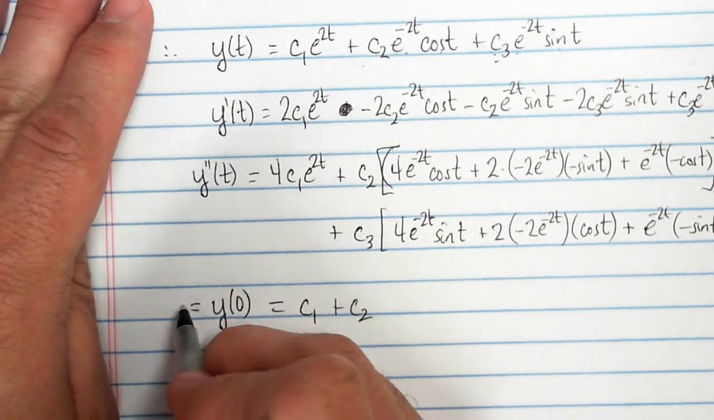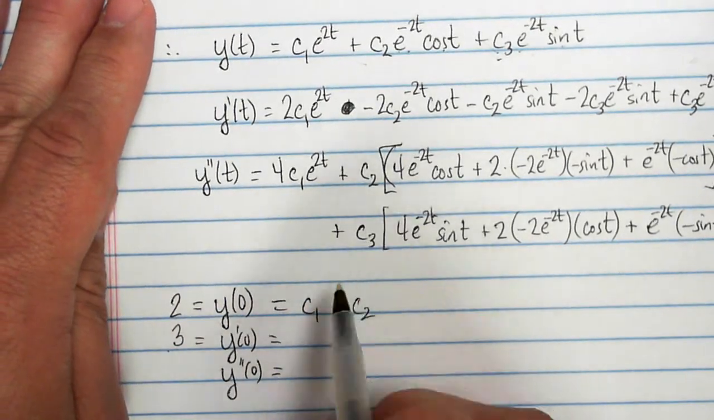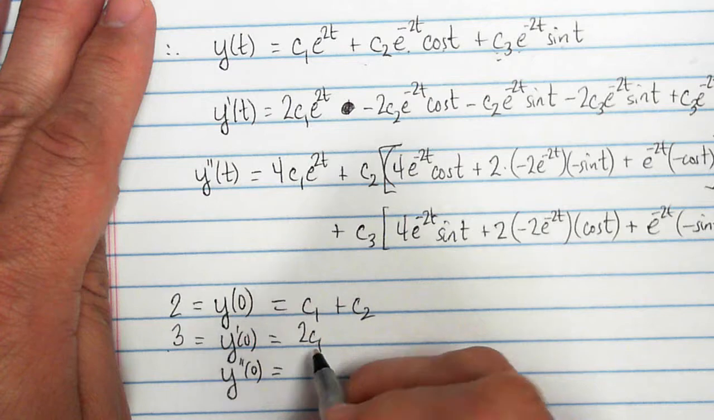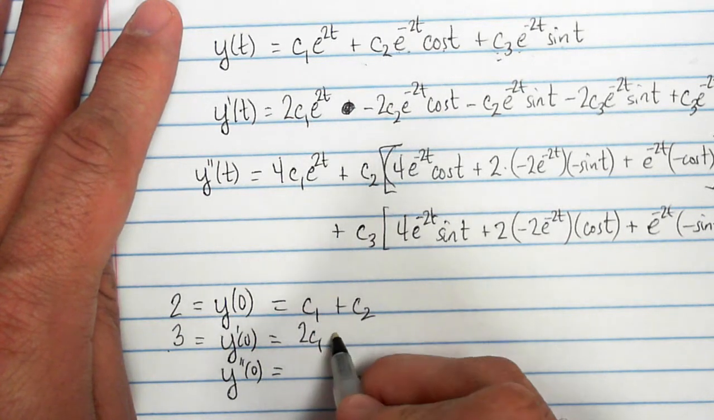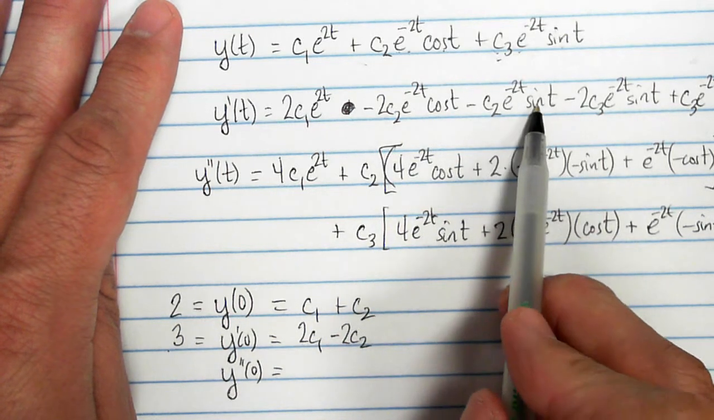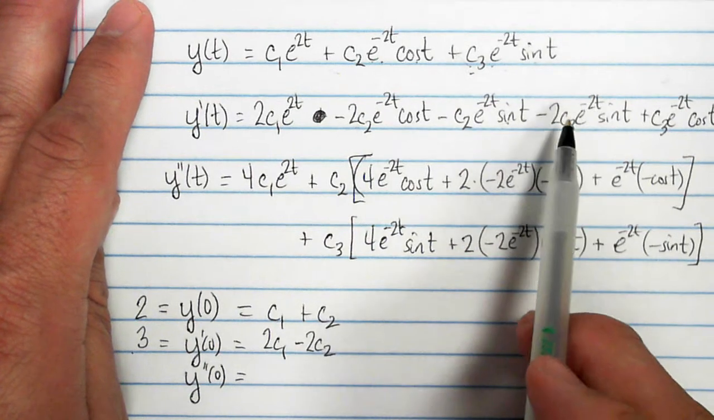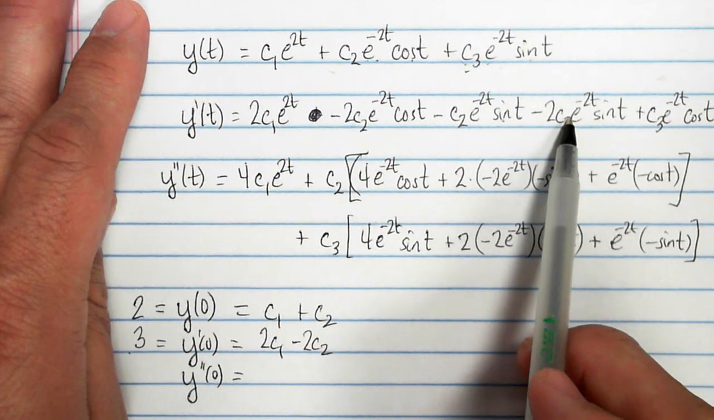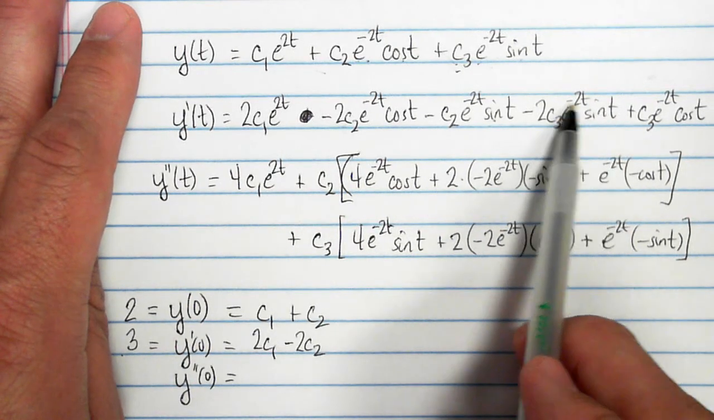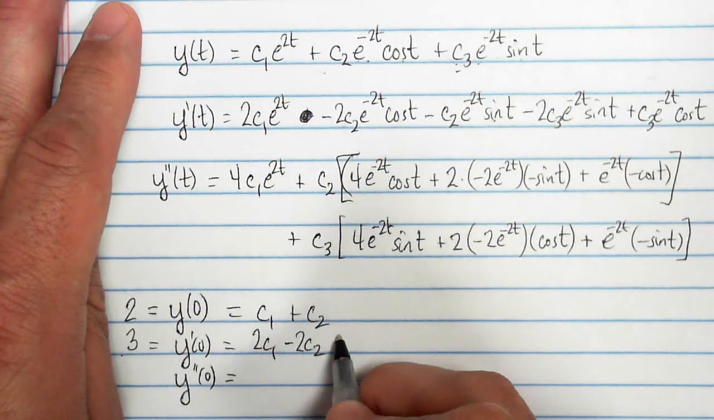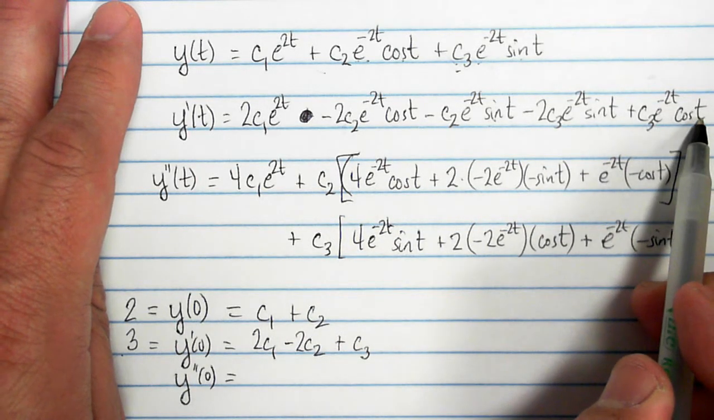And this was supposed to be equal to 2. Y prime of 0 was supposed to be equal to 3. That's going to be equal to 2C1. Here, if I plug in 0 into this, I would get minus 2C2. Plug 0 into here, the sine of 0 is equal to 0, so I don't have to worry about it. On these terms, sine of 0 again is 0, so that goes away. Then I'd have plus C3 here, because e to the 0 is 1, and then cosine of 0 is 1.